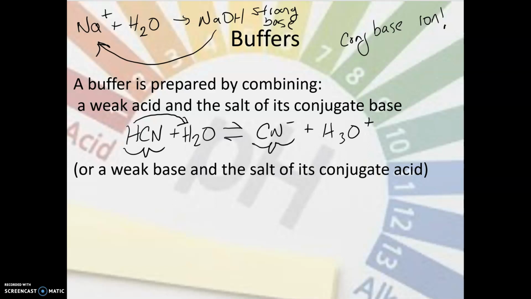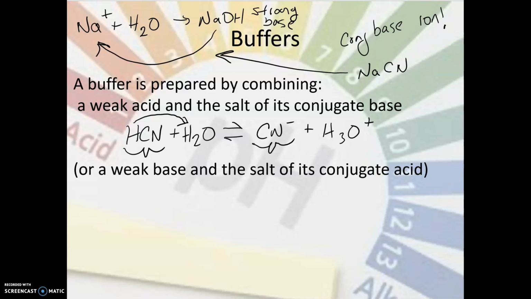These are the two things we need for our buffer solution. They're on opposite sides of the arrows. And notice this is an ion. The conjugate base is an ion, so we would have to find, maybe we would use NaCN, a sodium cyanide, to get those ions in water. And again, the sodium ion is just a neutral ion.